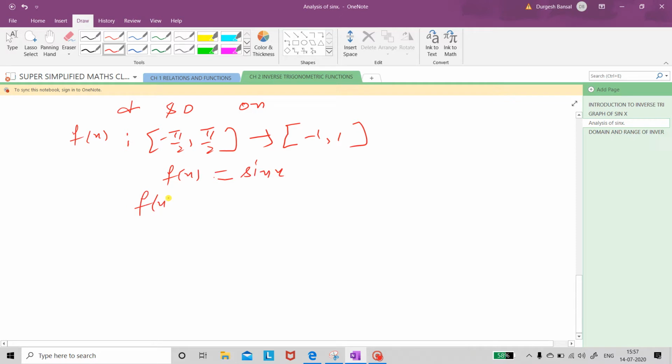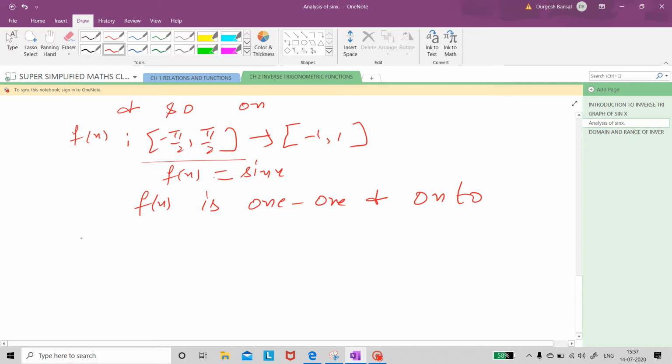So now we can say f(x) is 1-1 and onto. Now this should be clear that we could have restricted to any of the above branches, but it was accepted that the branch of sine inverse x that will lie in this interval will be called the principal value branch. Now the function is 1-1 and onto. Since the function is 1-1 and onto, we can talk about its inverse.